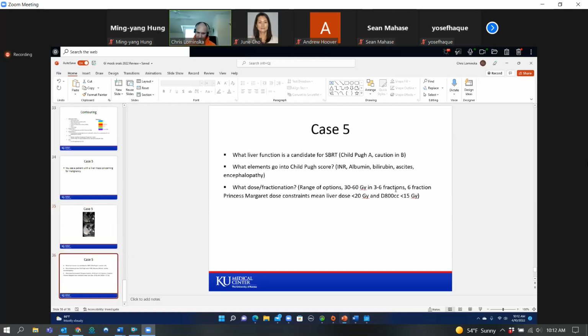And then there's a range of different doses and fractionations and constraints that are out there. I personally like the Princess Margaret constraints, which I just put in there. Your D800 under 15 gray.